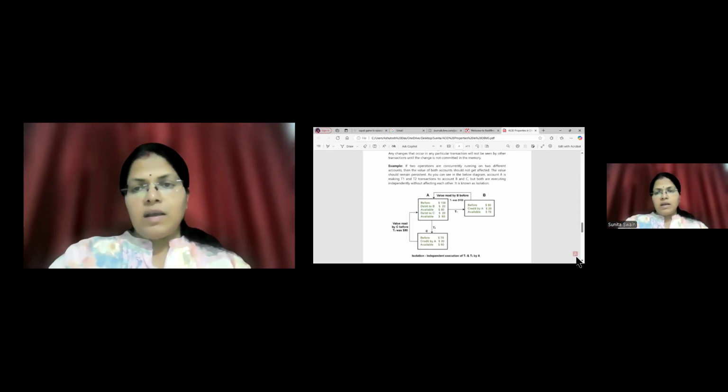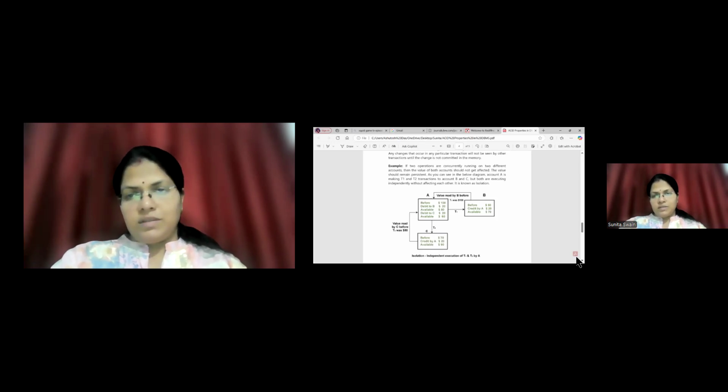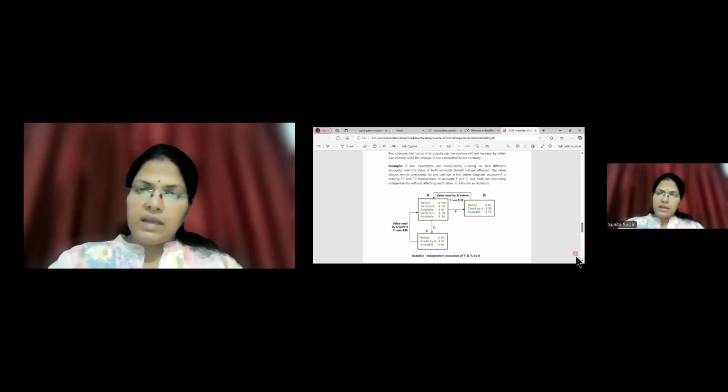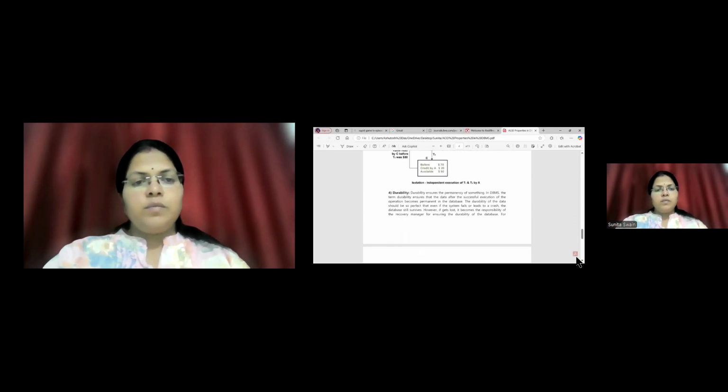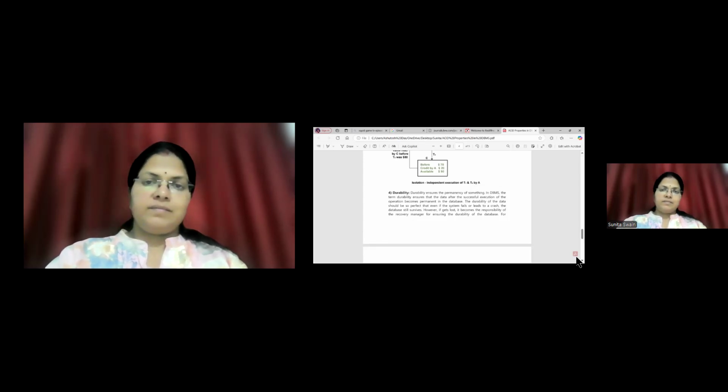So, this is called the isolation operation. So, the isolation property in database management system. Then come to durability. Durability ensures the permanency of something, means permanently it has been committed to the database.